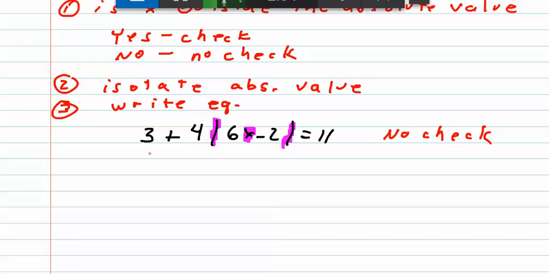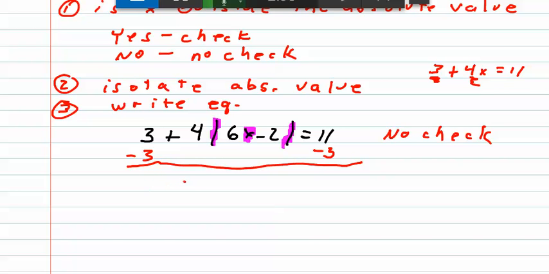So now we solve. I'm going to write it up here, an equation: 3 plus 4x equals 11. 3 plus 4 times something equals 11. We're going to subtract 3 first, and then we're going to divide by 4. Minus 3 to both sides, just like we've been doing all along. And we get 4 times the absolute value of 6x minus 2 equals 8.